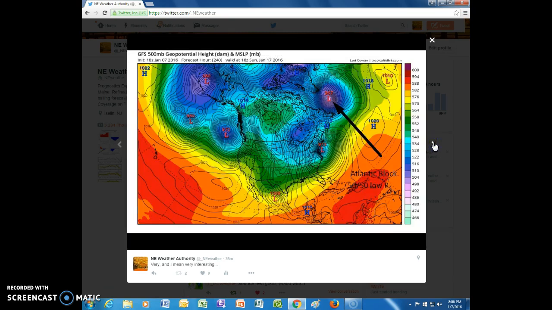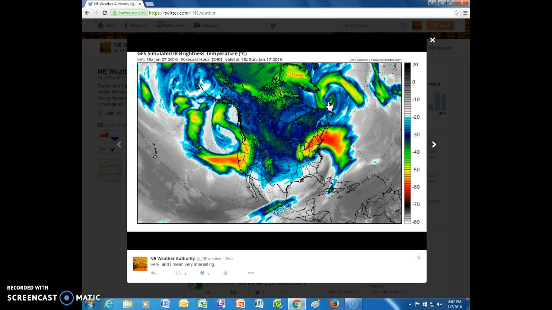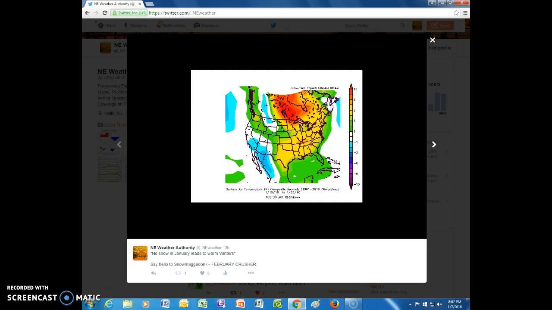The overall pattern was very important. And you can see our Atlantic block pops up, western-based block over here. Both high and low pressure can both be blocking mechanisms. You can see it on the simulated IR brightness temperature reading. And before I go and wrap this very short quick video up, this was the year of Snowmageddon.